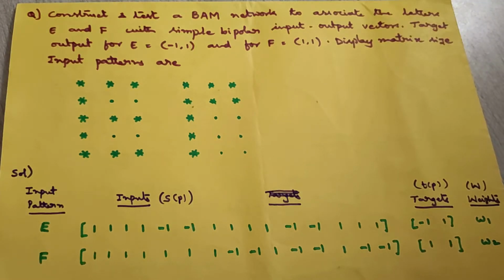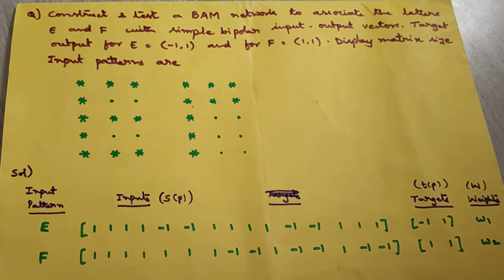Let's take an example of how to construct a BAM network. Let's take this problem: construct and test a BAM network to associate the letters capital E and capital F with simple bipolar input-output vectors. Target output for capital E is -1, 1 and for capital F is 1, 1. Display matrix size 5 by 3.